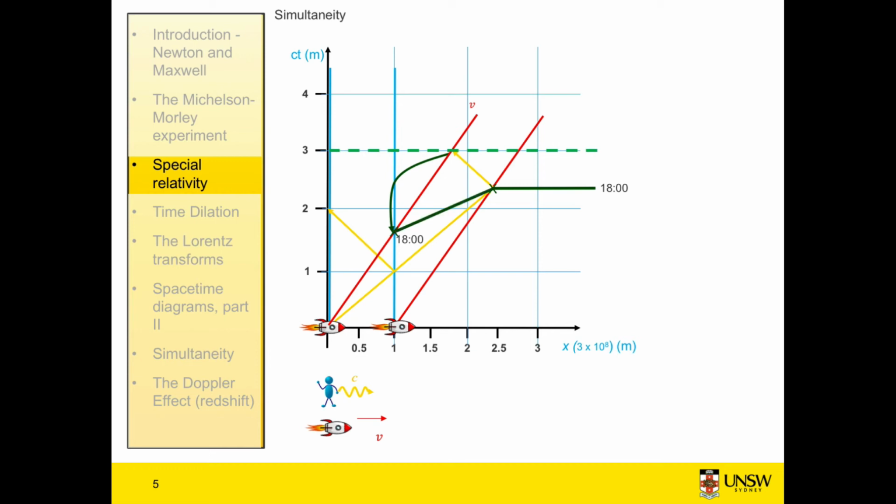So to the men in the rocket, these 2 points here are synchronized. Their clocks read the same time. But to the blue men, ct equals 1.5 is here. And from their point of view then, they think that these 2 points, these 2 light green crosses, should be synchronized. So they think that the clocks at these 2 points should read the same time.